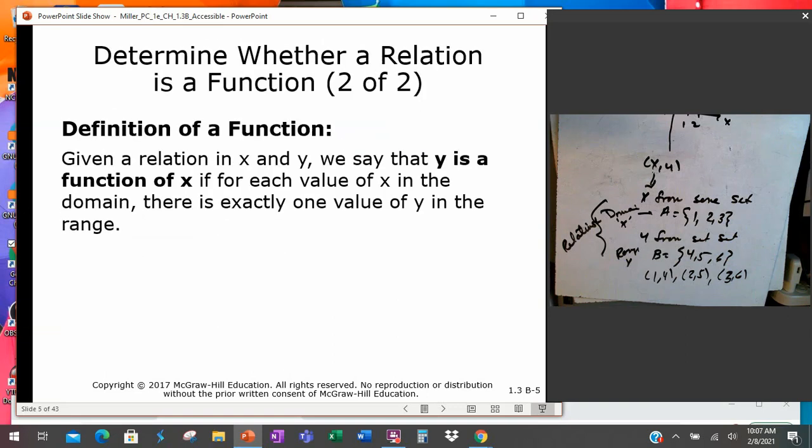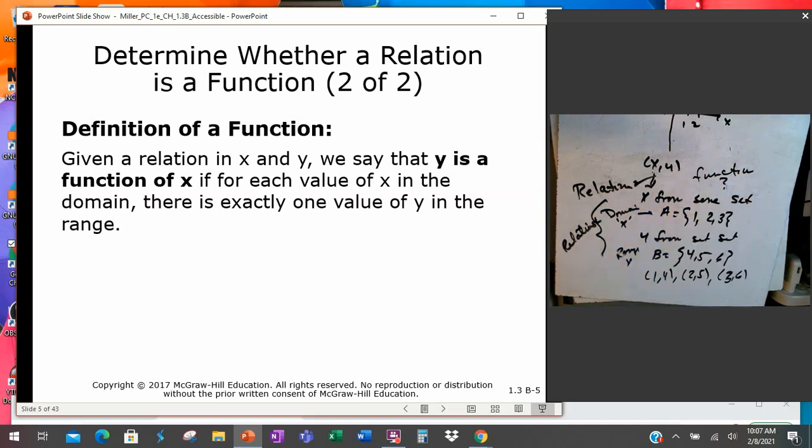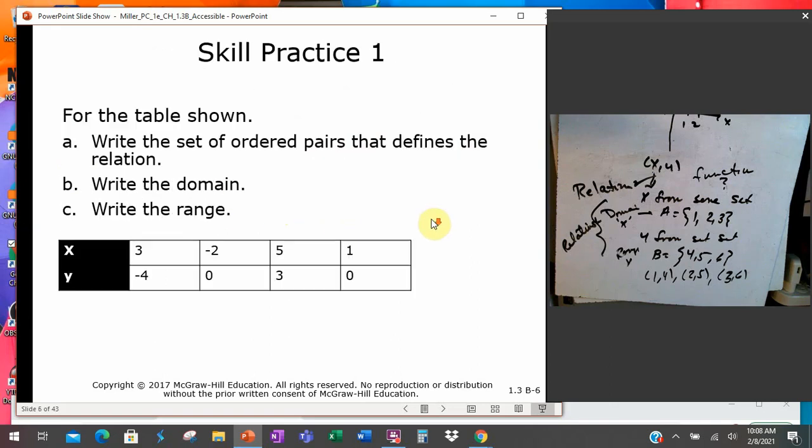So the definition of a function is this: given a relation in x and y, I have an ordered pair (x, y). All of this was a relation, yes, because I have an ordered pair, but a function is a very specific relation. The way I identify it right now is that for each value of x, there can only be exactly one value of y in the range.